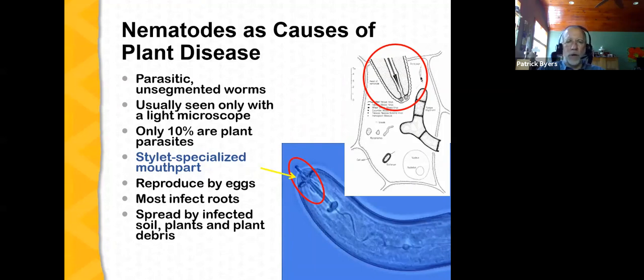Nematodes, again, are unsegmented worms. They reproduce by eggs, and in most cases, they are root feeders. They feed on the root systems of plants. There are a few cases where plant parasitic nematodes feed on the above ground part of the plant, but they're primarily feeding on the root systems. They're spread by infected soil, by plants that are infected and then moved, and on plant debris. Very common to spread nematodes in soil.